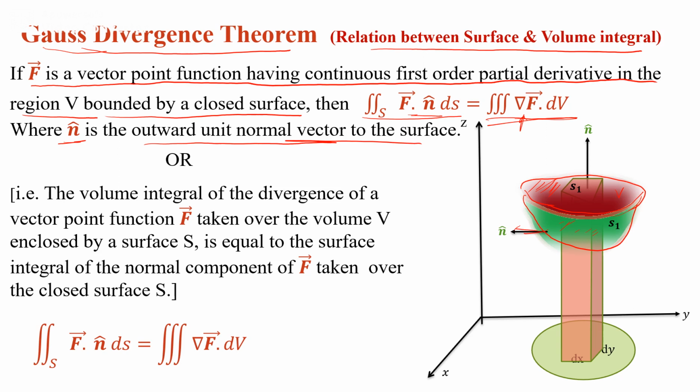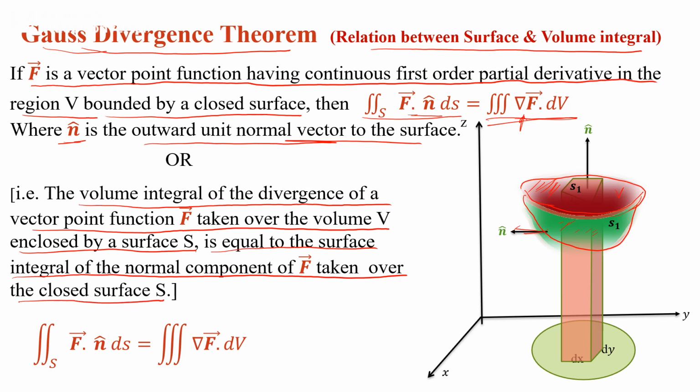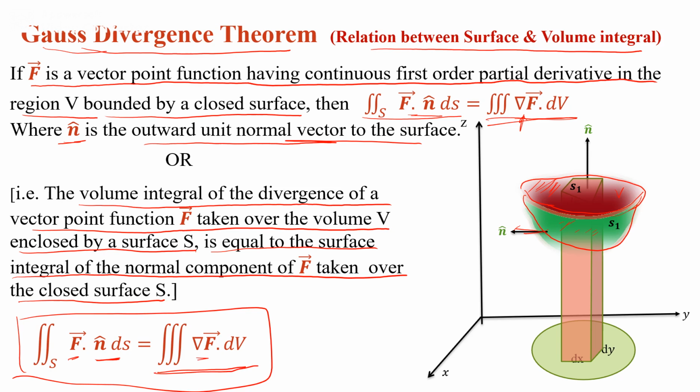So here we can say the volume integral of the divergence of the vector point function f taken over the volume V, which is enclosed by the surface S, is equal to the surface integral of the normal component of f taken over the closed surface S. So you have to remember that the double integral of f dot n ds is equal to the triple integration, or the volume integral, of divergence of f dv.